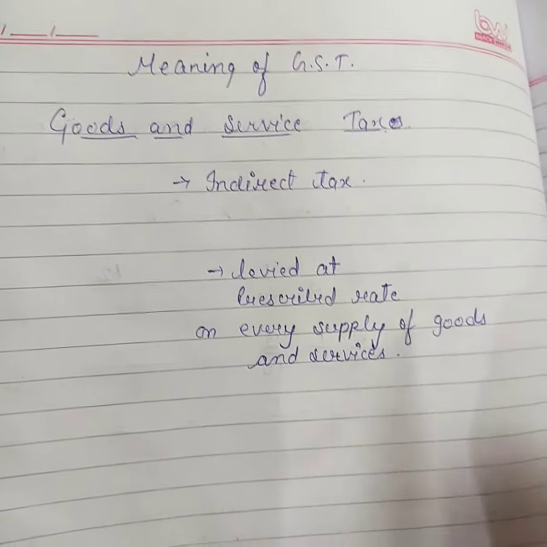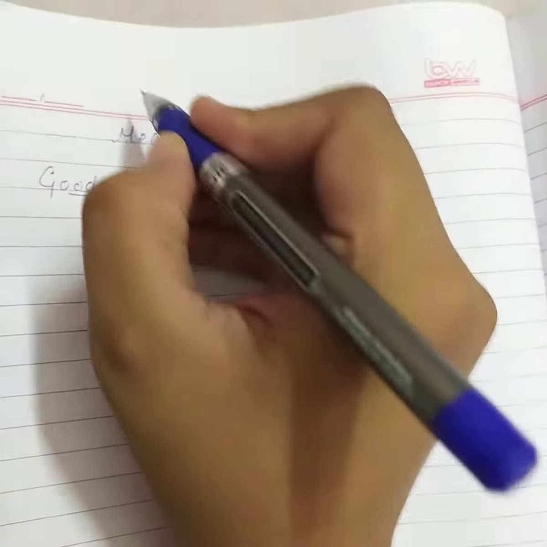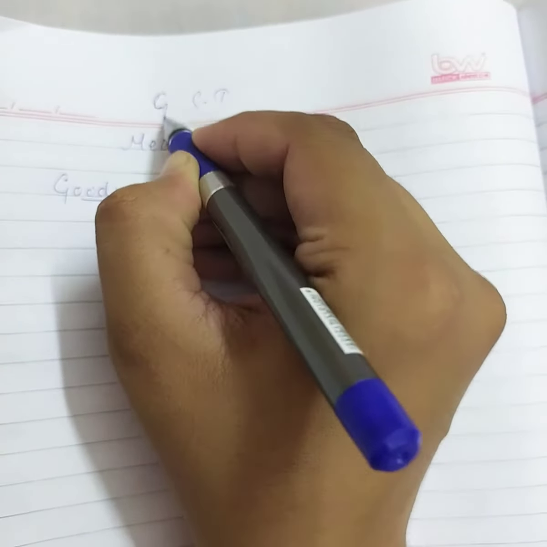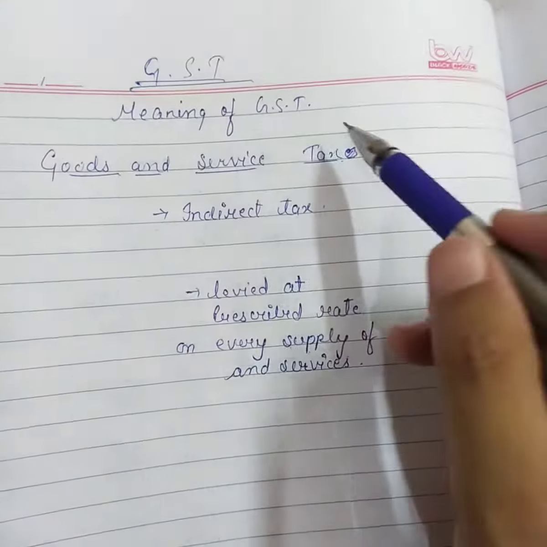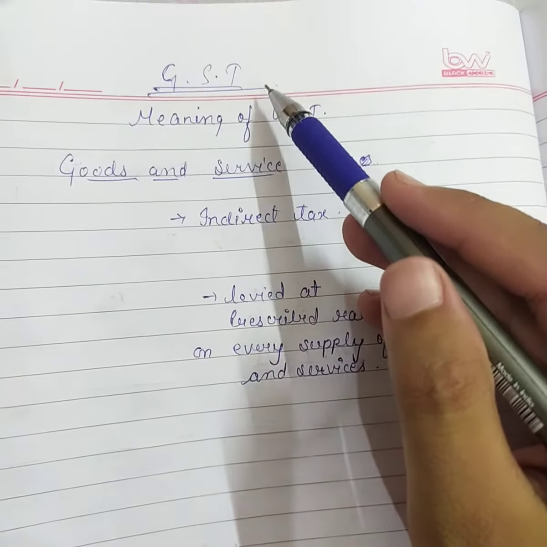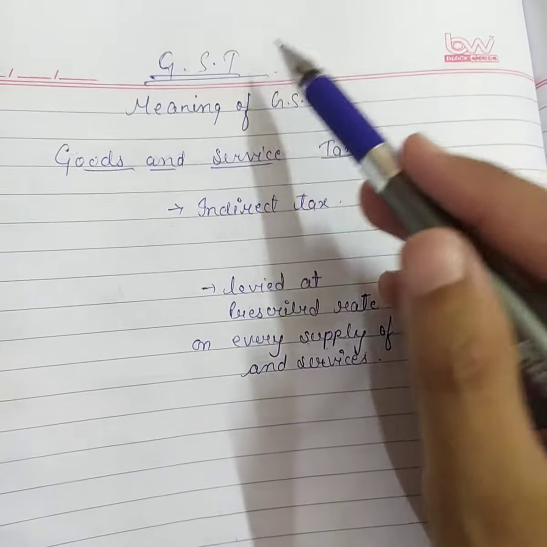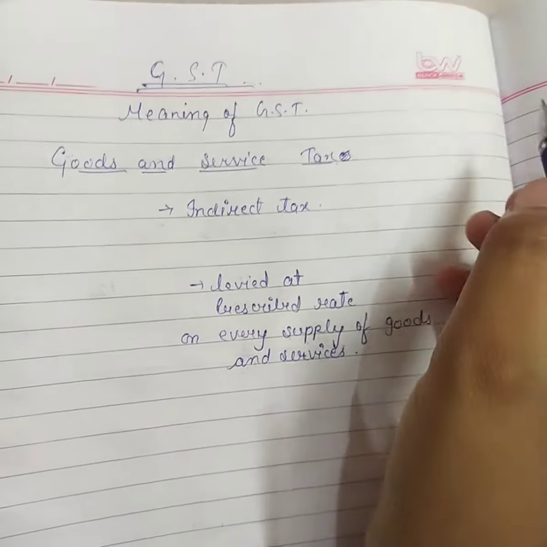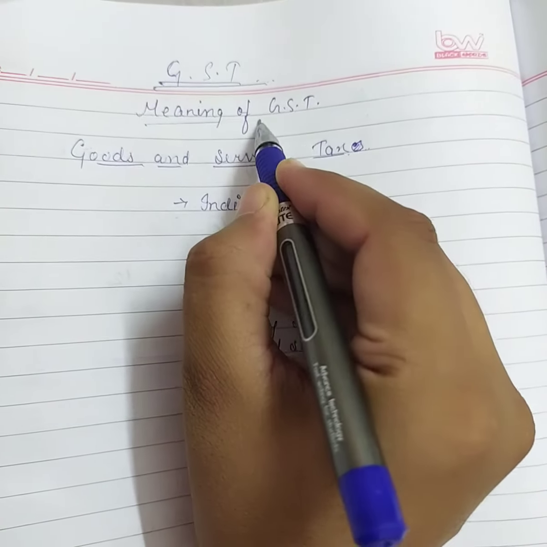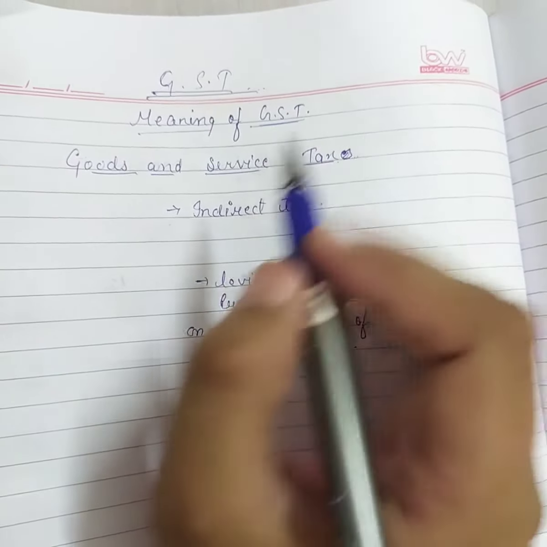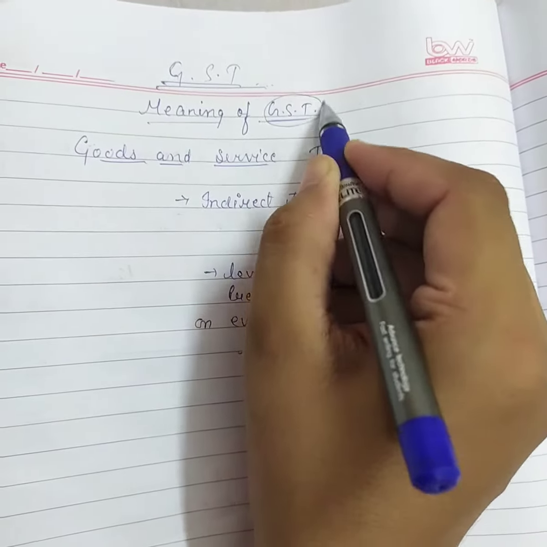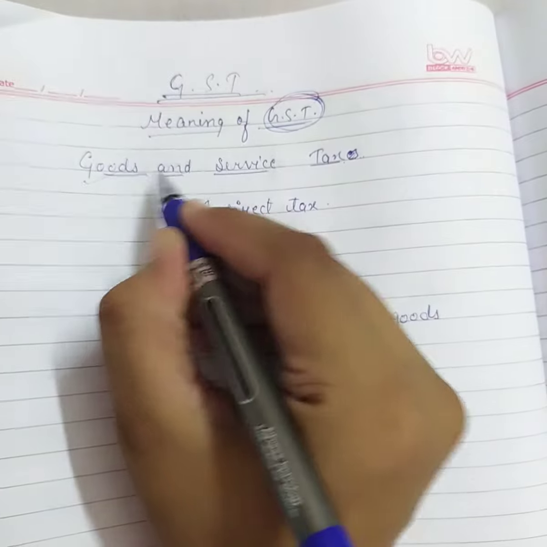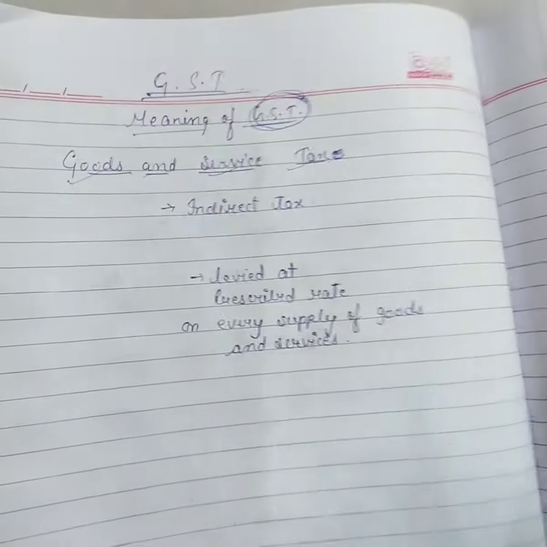So today we have started our topic GST. Our today's topic is GST. Okay? Because in this chapter we are going to learn about the accounting procedure of GST. So before starting the accounting procedure, first we need to get the meaning of GST. Before meaning, first we need to learn the full form of GST, that is goods and service tax.